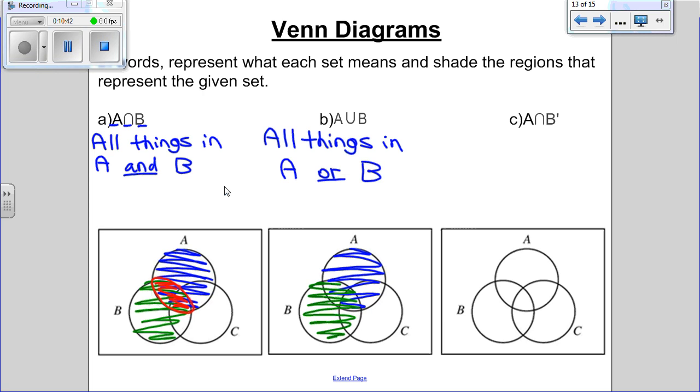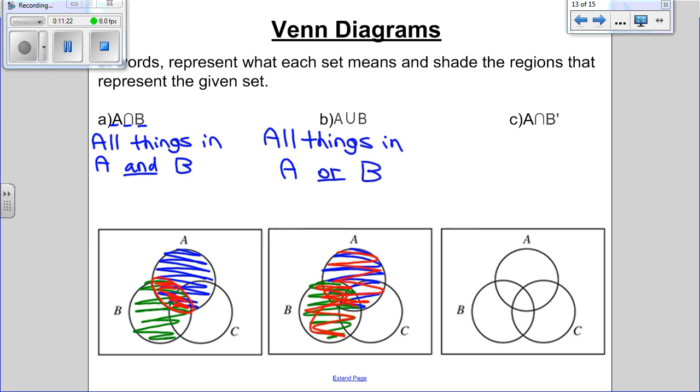This thing, if you were to read it verbally, would be all things in A or B. So I'm going to shade in all the things in A, which I did in the blue. And I'm going to shade all the things in B, which is in green. And because it says or, that means I want anything that's been shaded for A or B. So I want all of this, including where they intersect with each other. So that's a really big area I'd be looking at to figure out my data. Those are all the things that are in A or in B.